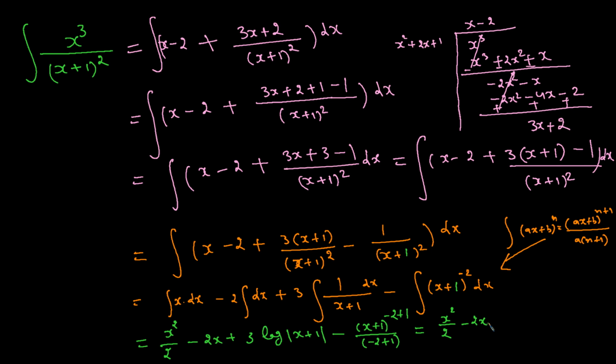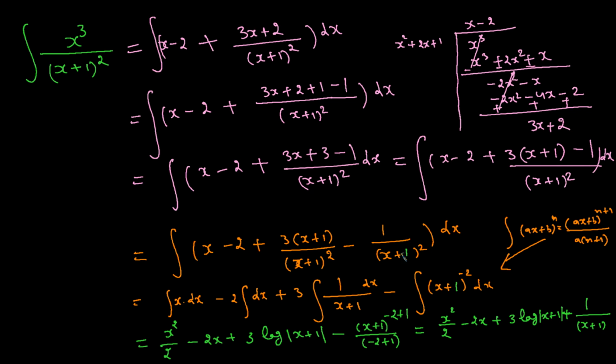Okay, and when we solve it, let's rewrite it: x squared over 2 minus 2x plus 3 log of absolute value of x plus 1, and the last part will give me x plus 1 raised to power negative 2 plus 1, which is negative 1, and negative 1 divided by negative 1 gives me positive, and this x plus 1 raised to power negative 1 can be written as 1 over x plus 1 raised to power positive 1.